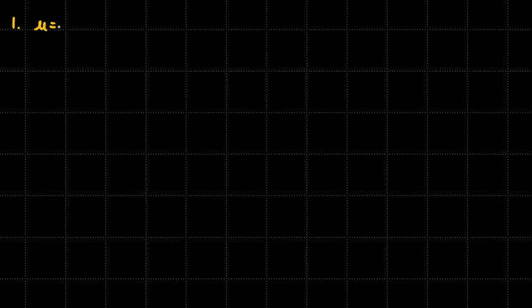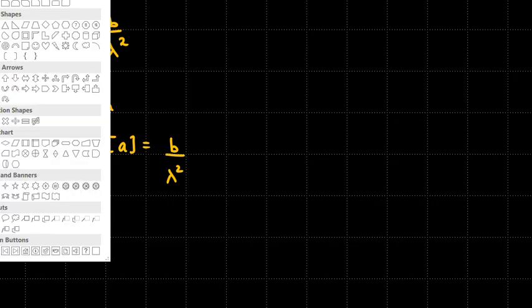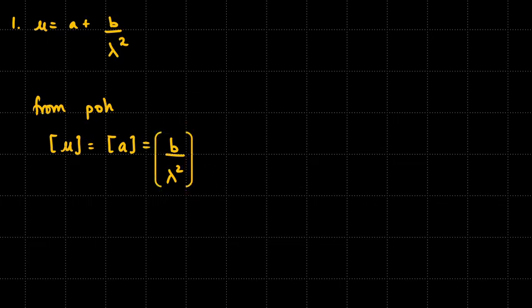We have mu equals A plus B by lambda squared. From the principle of homogeneity, we know that the dimension of mu, which is the refractive index, will be the same as the dimension of A, which will be the same as the dimension of B by lambda squared, and which is actually 1. You can write it as 1, or you can write it as m to the power 0, l to the power 0, t to the power 0. So that's the dimension. If we have to find the dimension of A, we've just found it.